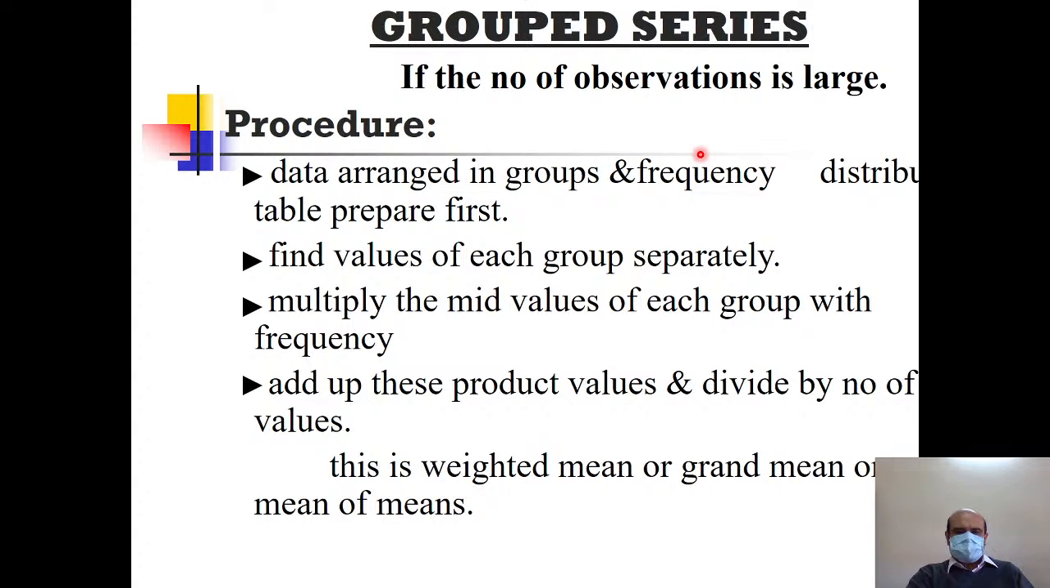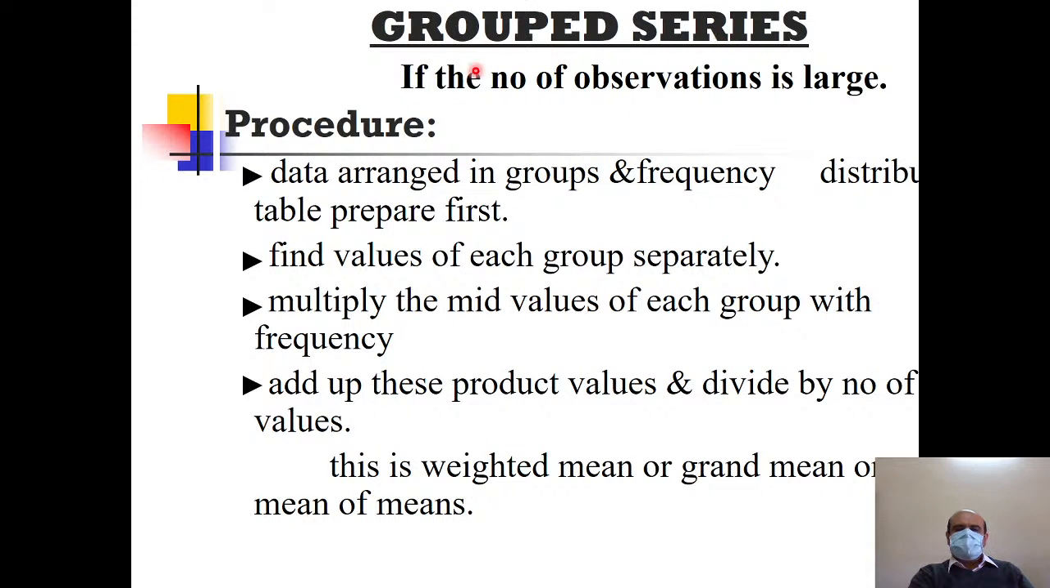If the number of observations is large, the data should be arranged in groups and a frequency distribution table should be prepared first. Then find the mid values of each group separately and multiply the mid value of each group with its frequency. Then add up these product values and divide by the number of values. This is known as weighted mean or grand mean or mean of the means. Okay.